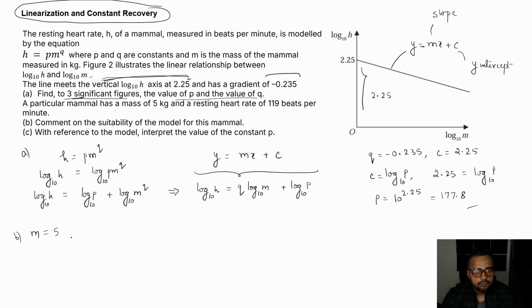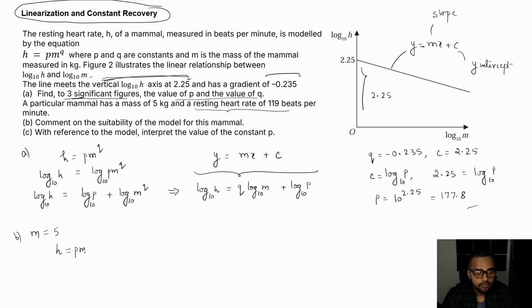And a resting heart rate of 119 beats per minute. Comment on the suitability of the model for this mammal. Okay, the resting heart rate is also given, that is 119 beats per minute. Okay, so m we have got that is equal to 5 kg. So from here we can say that if I say the heart rate we need to calculate, which is given by the equation h equals p m raised to the power q.